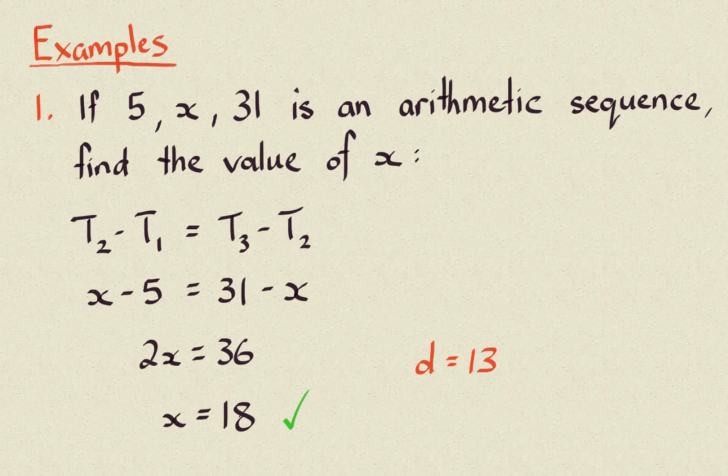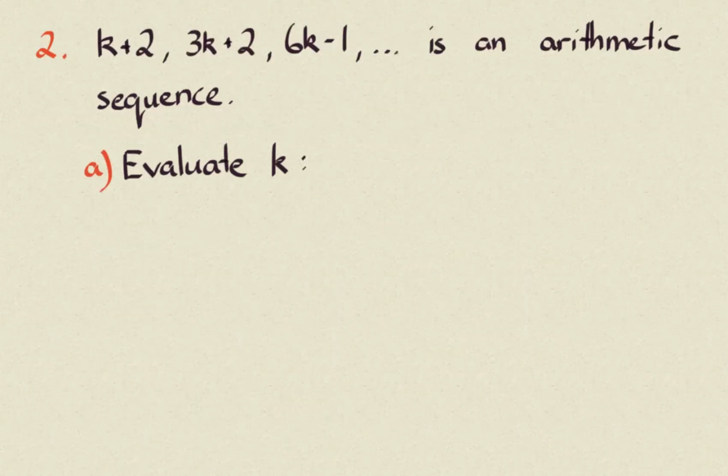Alright, second example. k plus 2, 3k plus 2, and 6k minus 1 is an arithmetic sequence. The first part, we have to evaluate k. So, same kind of setup as last time. Because it's arithmetic, there's a common difference from one term to the next. In other words, for this particular one, we could say term 3 take away term 2 will be the same as term 2 take away term 1.